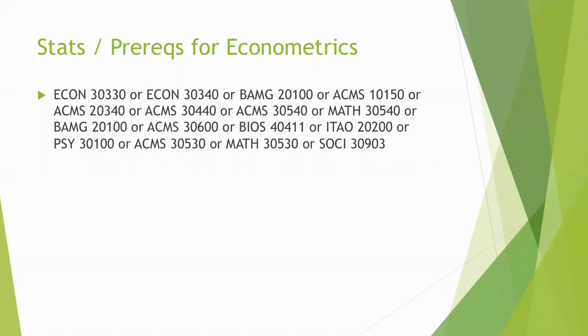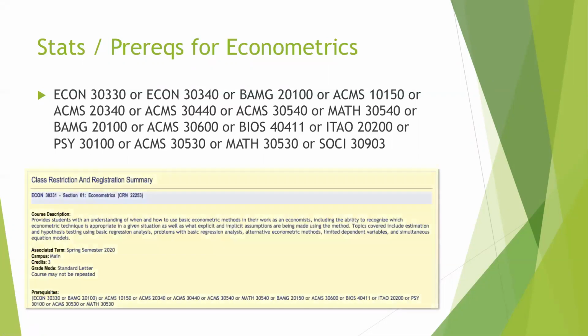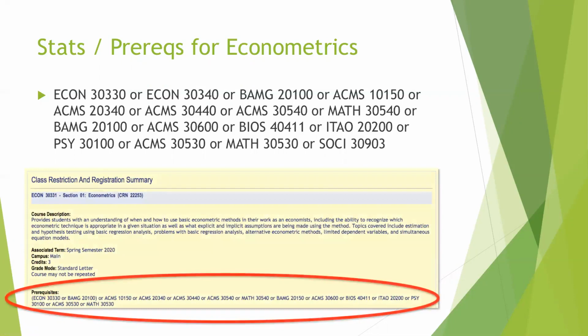A common issue that comes up during advising is what counts as a prereq for econometrics and what doesn't. So listed here first are Econ 30330 and Econ 30340. So the former and current econ stats, both of those count as prereqs for econometrics. But there's also a host of other courses which do count as a prereq for econometrics. If you're ever curious about whether the class you're thinking about taking, currently taking, or previously taken count as that prereq, you can check on class search. So this is Econ 30331, econometrics. And the prereqs are listed somewhere towards the bottom of the course description.